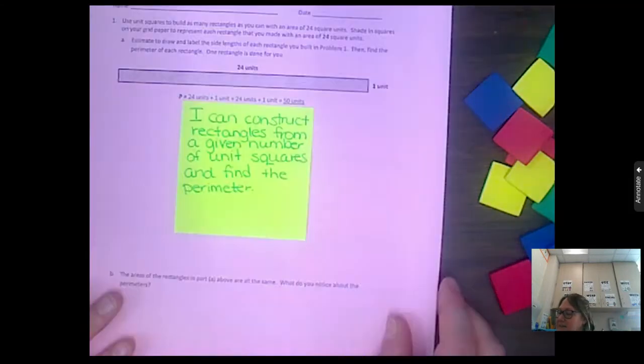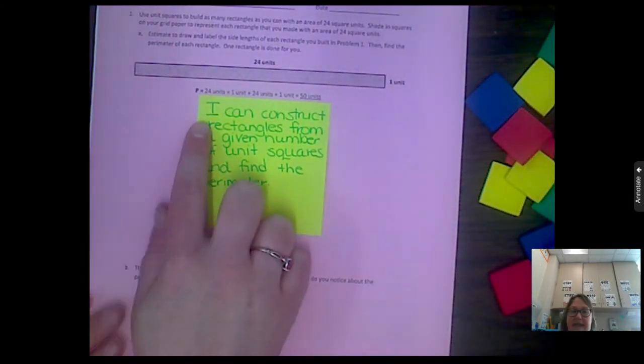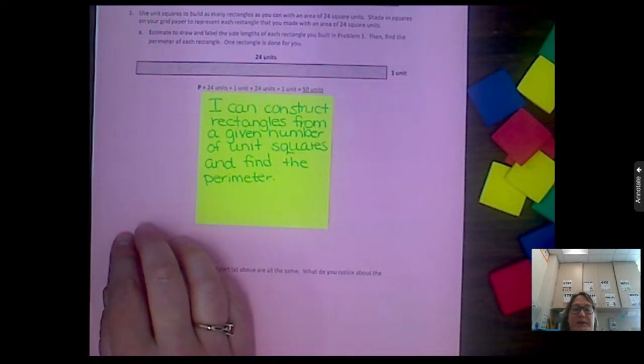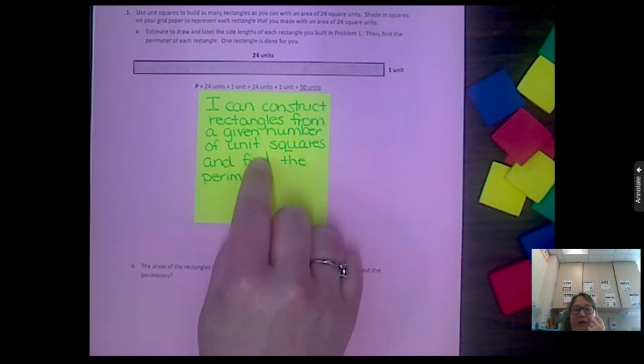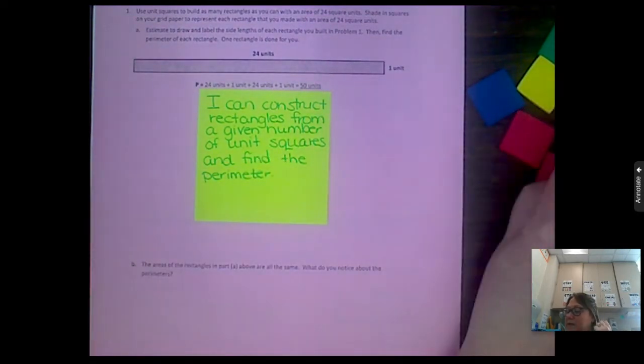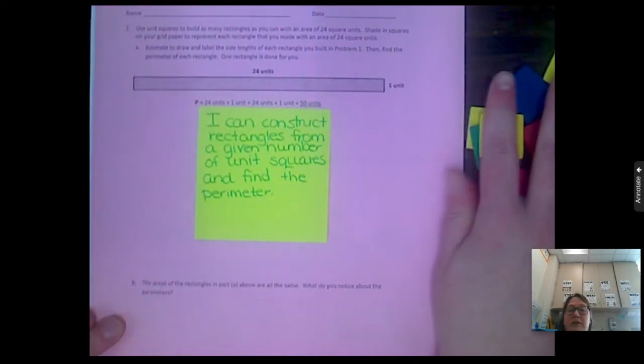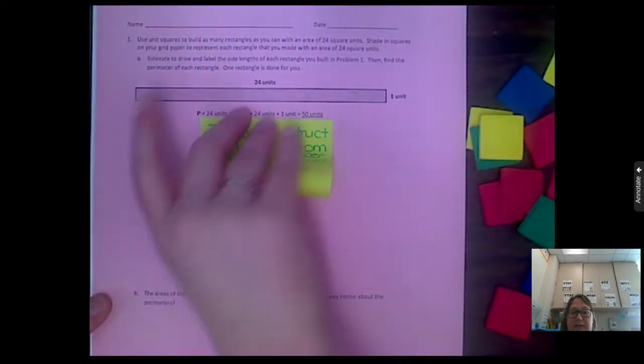So if we look, our I can statement for today says I can construct rectangles from a given number of unit squares and find the perimeter. Basically, they're telling us the area, the given number of unit squares, or how many squares we're going to be dealing with. Then we're going to construct different rectangles or squares that way. And then we're going to find the perimeter, the distance around the outside of those shapes that we create. Ready? If you're still gathering your materials, you can pause the video and gather everything that you need.